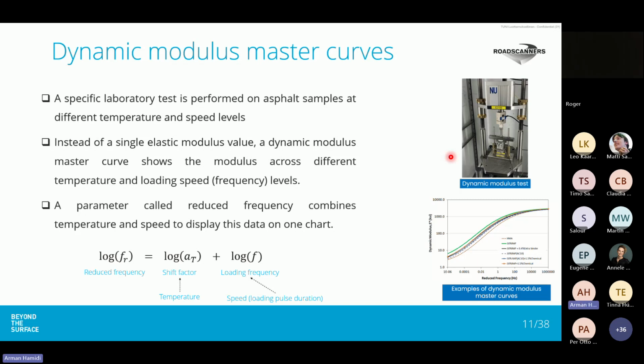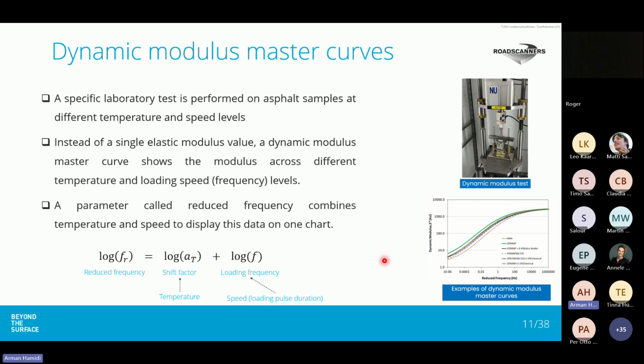As many modulus values will be produced, to facilitate the representation of this modulus, a parameter known as reduced frequency is defined. Reduced frequency combines the effect of temperature and speed. So instead of showing different modulus values at different temperatures and then different speeds, modulus values are shown at different reduced frequency values on a curve like this. And the curve is called the dynamic modulus master curve.